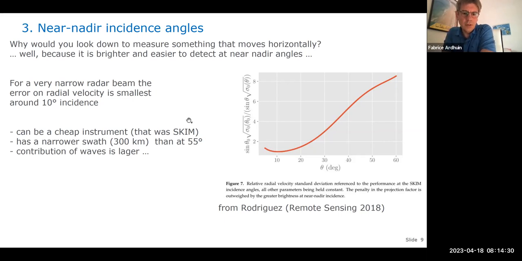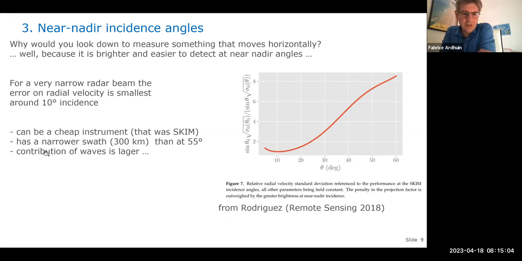So if you want to get the most accurate current measurement with a Doppler scatterometer, you work best at around 10-degree incidence angle, which is what we chose for SKIM. The good thing is that you can make a very cheap instrument for that, because you don't need to use so much power. The bad thing is that, of course, if you look almost straight down, the swath is much narrower than it is at higher incidence angles, like 55 degrees for ODYSEA, which is the main reason for ODYSEA and DopplerScatt to work at 55 degrees: to maximize the swath width.